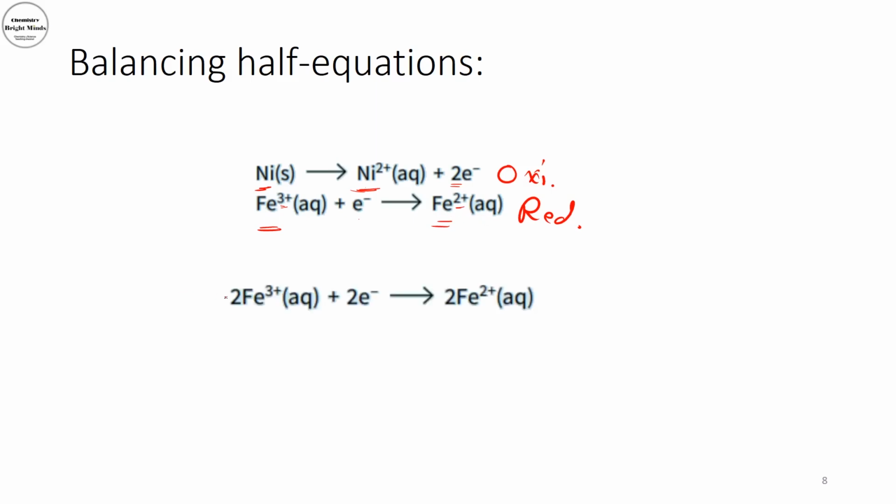So I had 2 electrons from the first reaction. To be able to balance my chemical equation, I need to multiply, because each iron ion is actually gaining 1 electron. This is why I have to multiply the second equation by 2. When I multiply it by 2, I will have 2 iron ions that will gain 2 electrons. So I have to multiply the whole equation by 2.